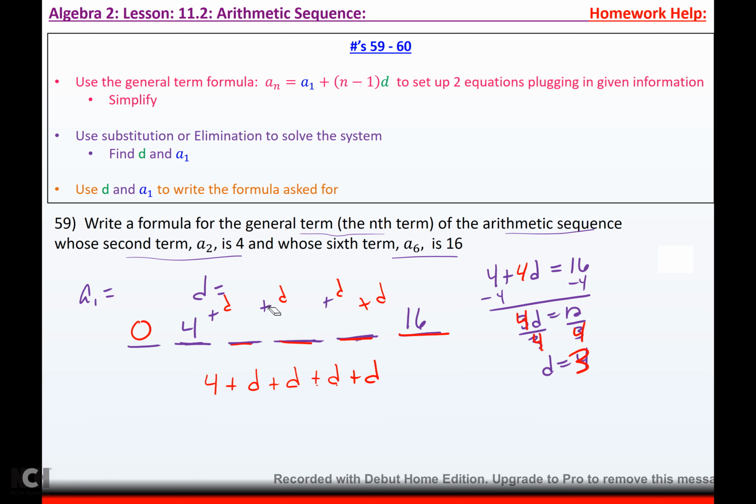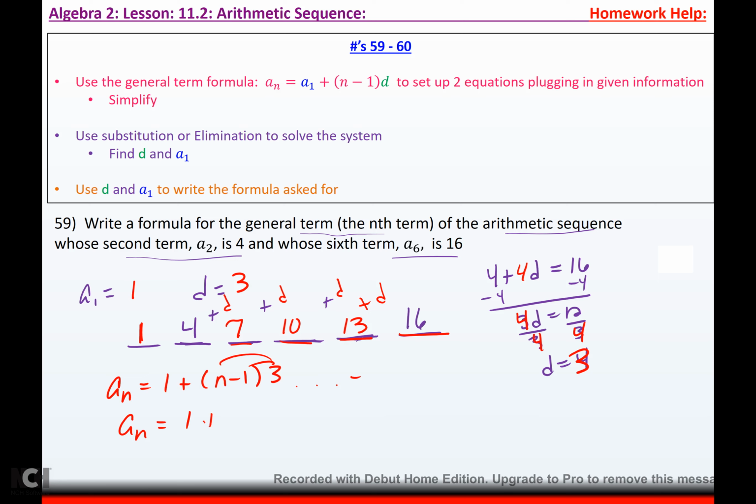Let's see if that works. 4 plus 3 is 7, plus 3 is 10, plus 3 is 13, plus 3 is 16. There we go. And minus 3, this would be 1. So your common difference is 3, and my first term then is 1. So to get your rule, you would say a sub n equals a sub 1 plus n minus 1 times 3. Distribute, I get a sub n equals 1 plus 3n minus 3. That gives me a sub n equals 3n minus 2. That would be my rule for that arithmetic sequence.